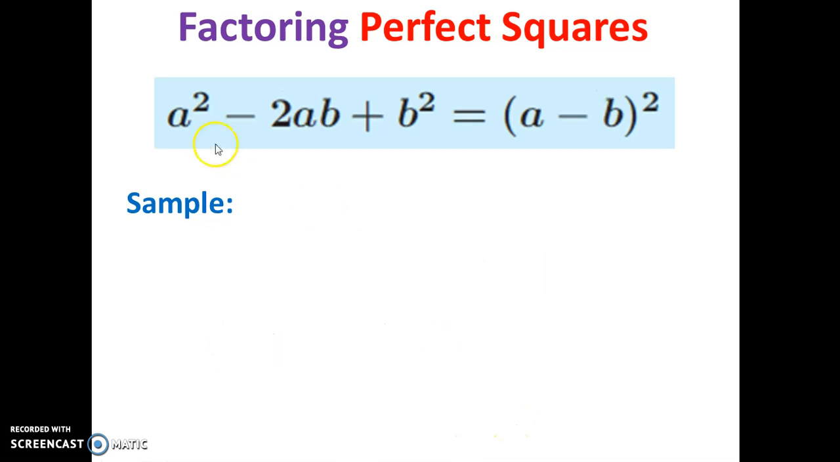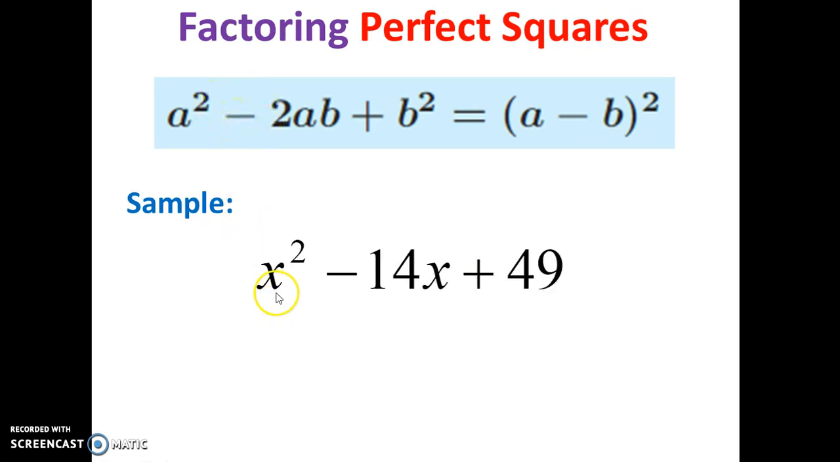Now let's look at an example with a negative case. Here's a sample. We have x squared minus 14x plus 49. Again, you look at it and you see it's a trinomial. And you look at the beginning, yes, it is something squared. At the end, yes, it is something squared. It's 7 squared. And in the middle, is it 2 times the last number and the x? Yeah, this would be 2 times 7x makes 14x.